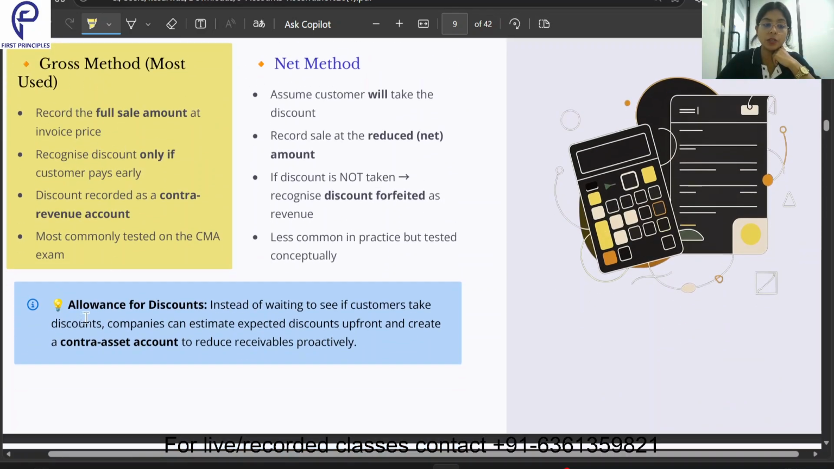Now, one is the allowance for discount account. The allowance for discount account is a contra asset account. Why? Because we are reducing something from my asset account in order to arrive at the figure of my net accounts receivable. So instead of waiting to see if customers take discounts, companies can estimate expected discounts upfront and create a contra asset account to reduce the receivables proactively. Instead of recording the accounts receivable at the full value, companies anticipate and estimate the expected discount, and create a contra asset account, which is the allowance for discount account, in order to arrive at the figure of the net accounts receivable.